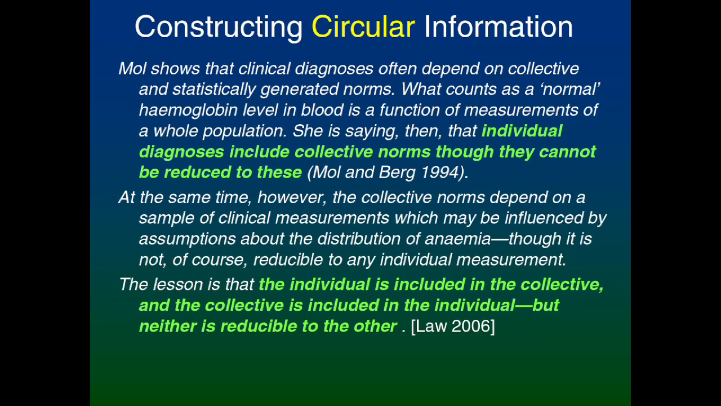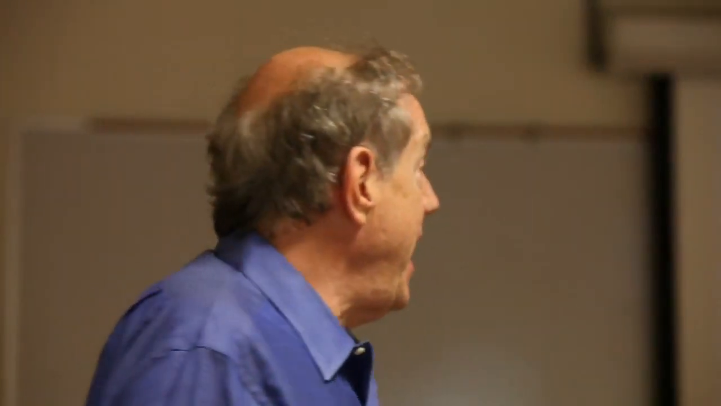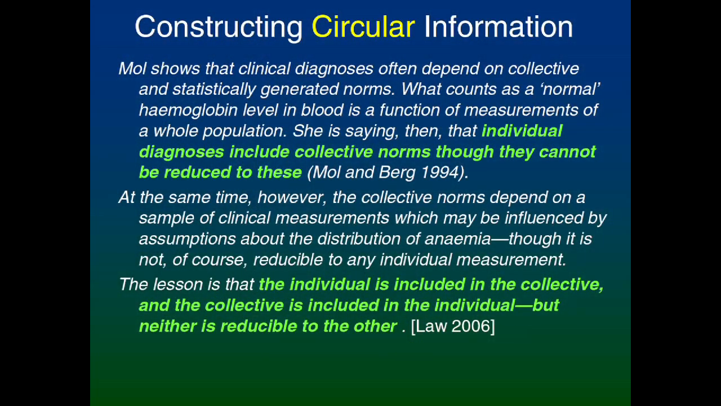So what the heck is going on around here? What we're doing is we're constructing circular information. And Anne-Marie Moll has studied this in the realm of clinical diagnosis. Moll shows that clinical diagnoses often depend on collective and statistically generated norms. What counts as normal hemoglobin level is a function of measurements of a whole population. She is saying then that individual diagnoses include collective norms, though they cannot be reduced to these.